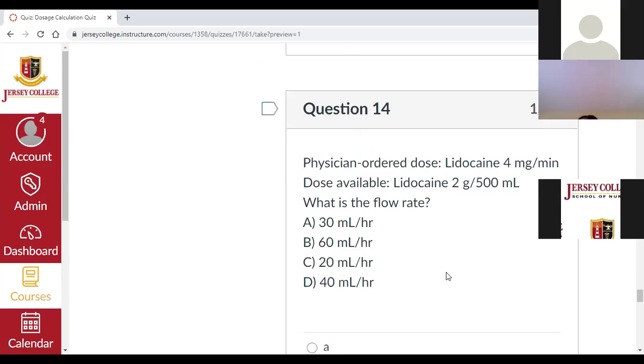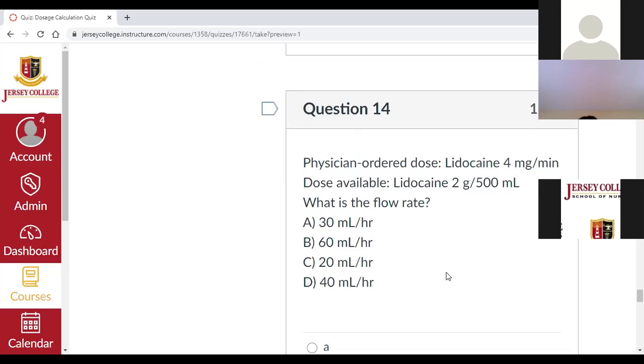Okay, so let's look at number 14. Now, again, 14's asking us the same thing, right? mLs per hour. What is the flow rate? mLs per hour, right? So you have 4 milligrams you're giving every minute. You have to convert that minute now into an hour. So you're going to do the same thing, right? See if you can do the math and figure it out.